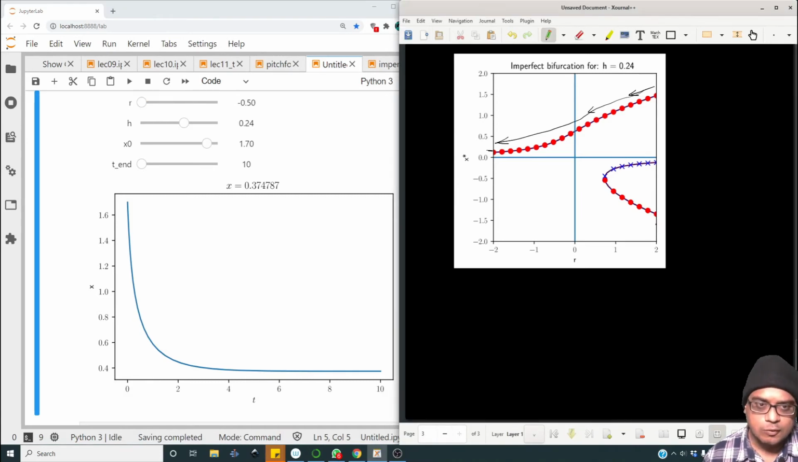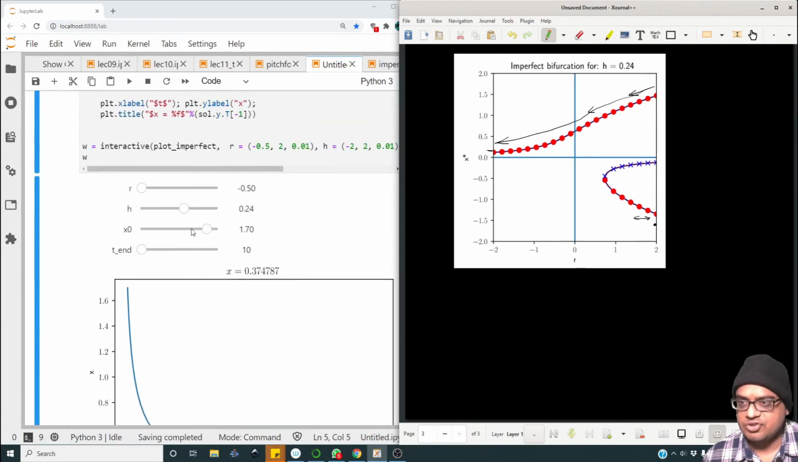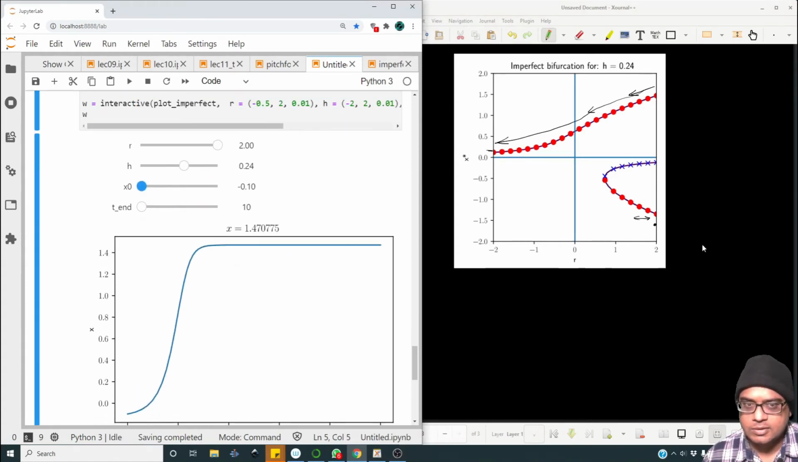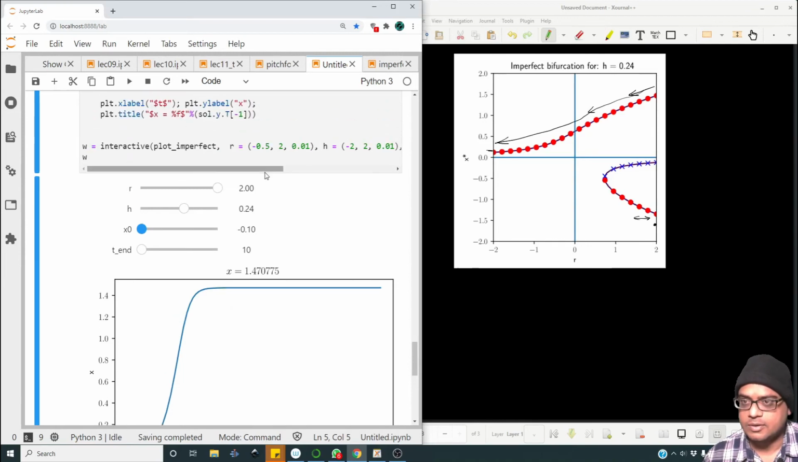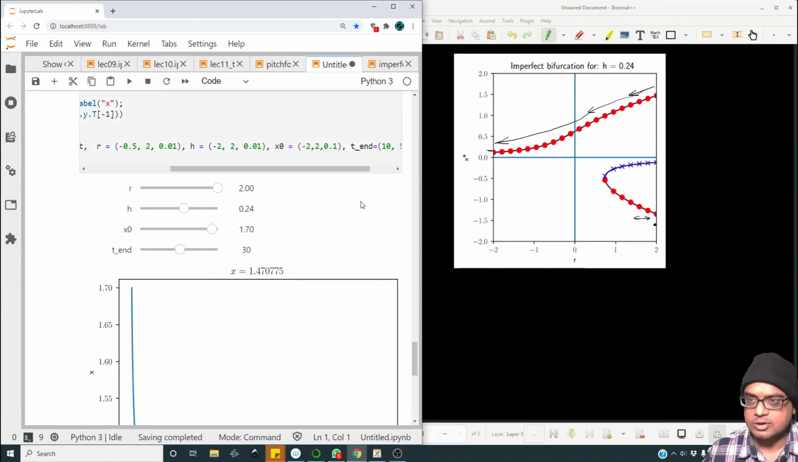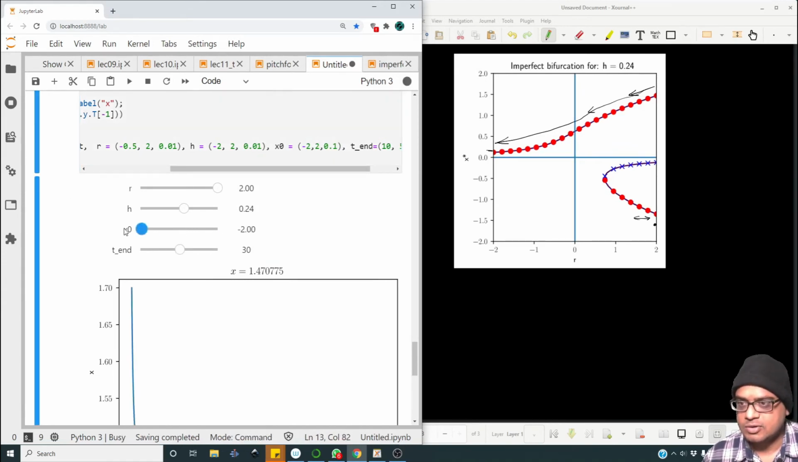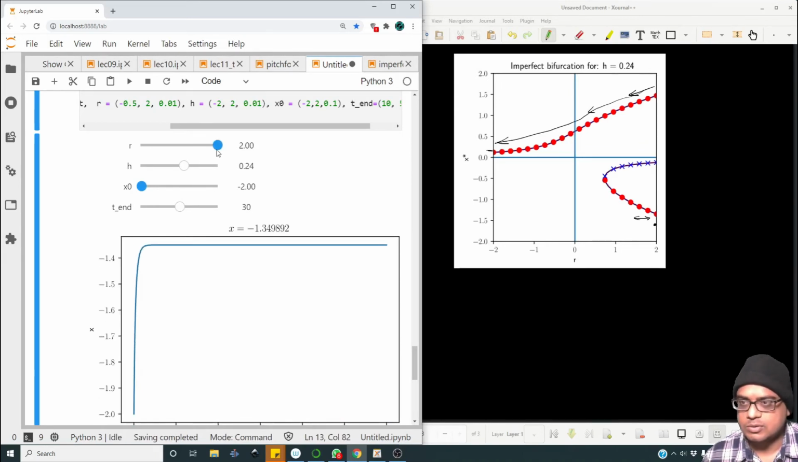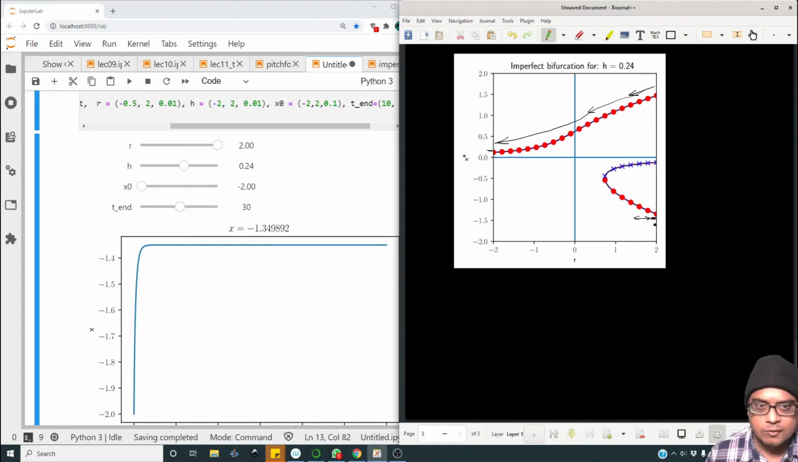But now when we start over a value somewhere near to this, let me change x naught so that for r equal to 2, we end up with this initial condition. Okay, so x naught has to be something close to -2. So let me re-execute this. R has to be something like this. So yeah, okay. So x is minus 1.34 something. So we are over here.